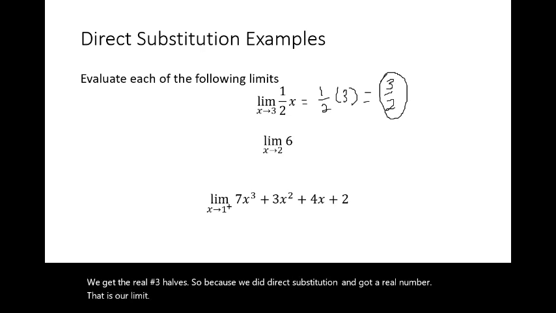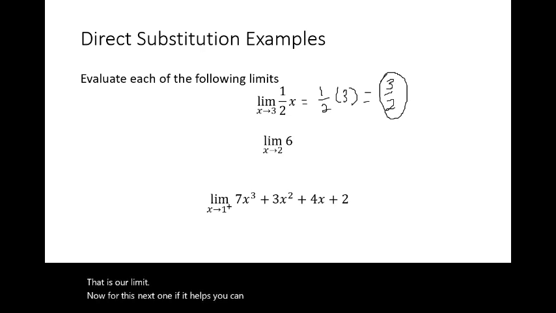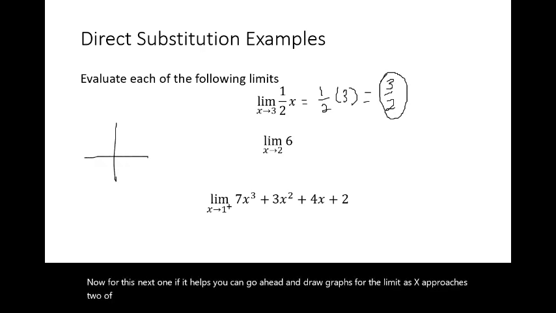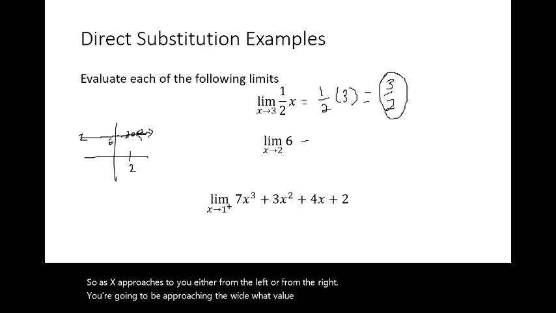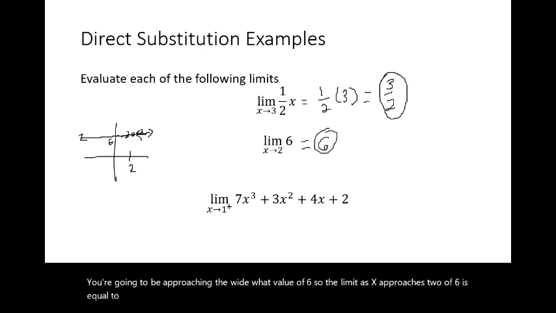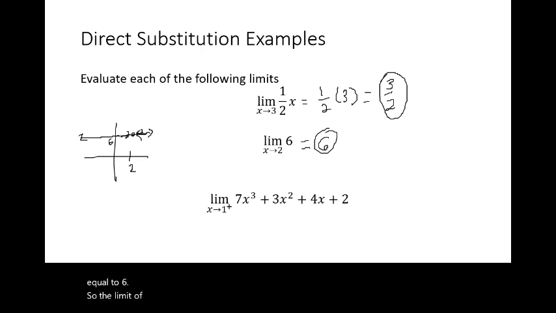Now for this next one, if it helps, you can go ahead and draw a graph for the limit as x approaches 2 of 6. Well, the function y equals 6 is a horizontal line. So as x approaches 2, either from the left or from the right, you're going to be approaching the y value of 6. So the limit as x approaches 2 of 6 is equal to 6. So the limit of a constant is always itself.